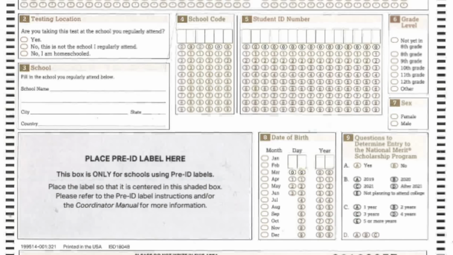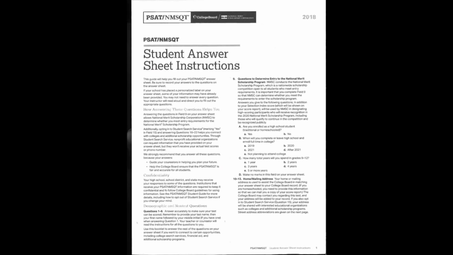In Field 9C, fill in the bubble next to the total number of academic years it will take you to complete grades 9 through 12. For example, if you spend one academic year in each grade without interruptions, you will complete high school in 4 years. Make no marks in Field 9D. Before answering questions 16 and 17, please read the information in your student answer sheet instructions booklet.